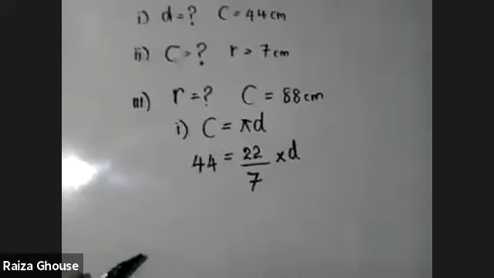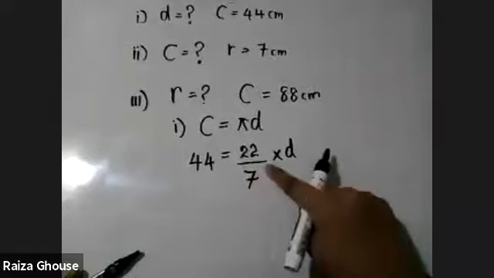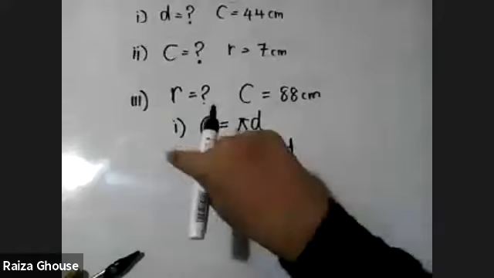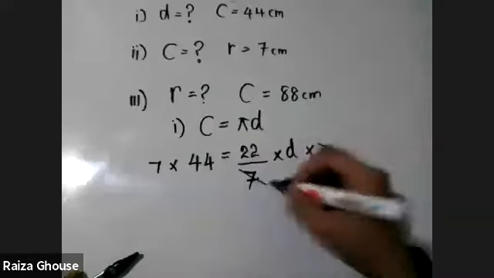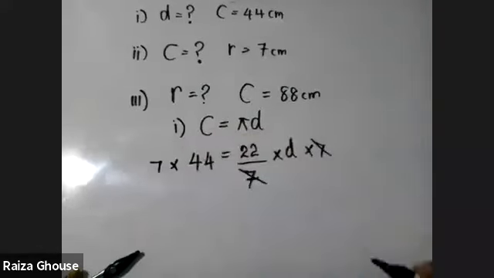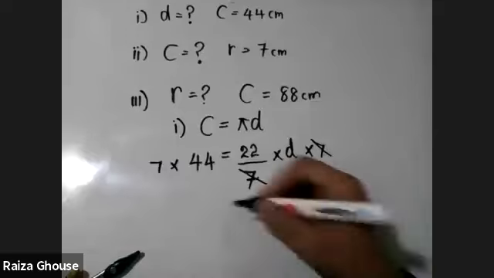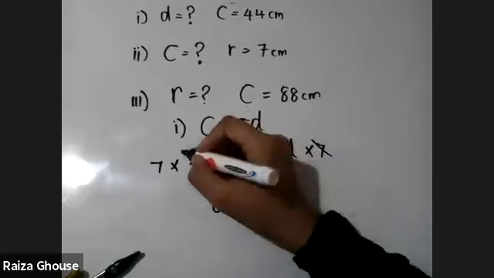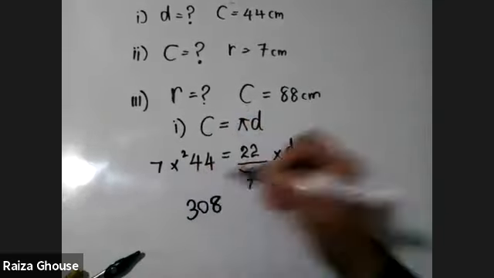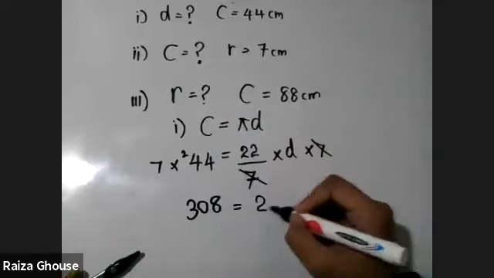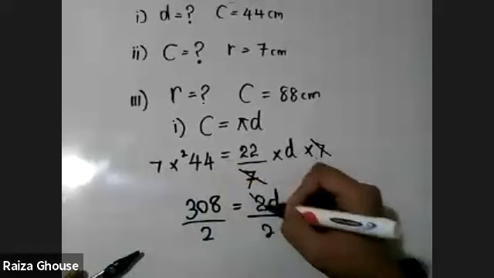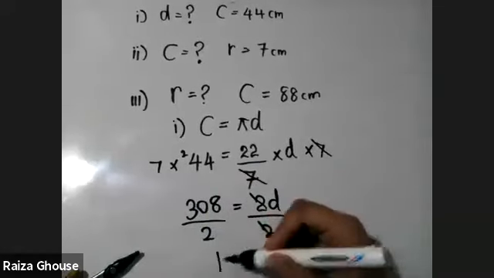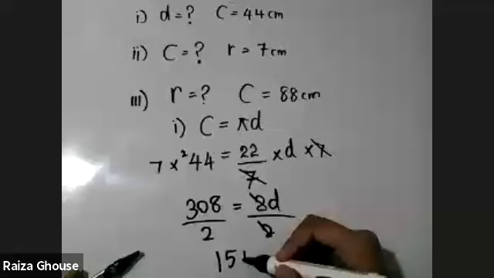Now use your knowledge on equations. Carry this one. This is a denominator. If you are carrying this to that side, you should have multiplied from both the sides. Now 7 cancels. 7 into 44. What did you get? 308. Now this is equal to 22d. Divide both sides by 22, then only you can keep d alone.